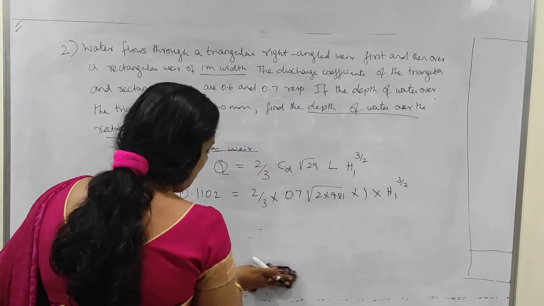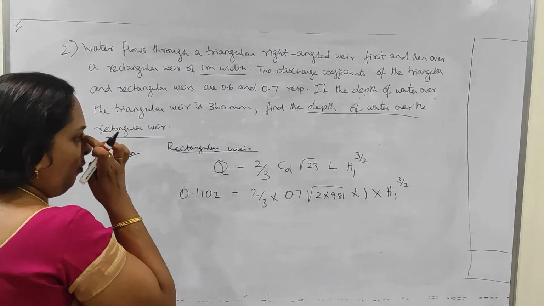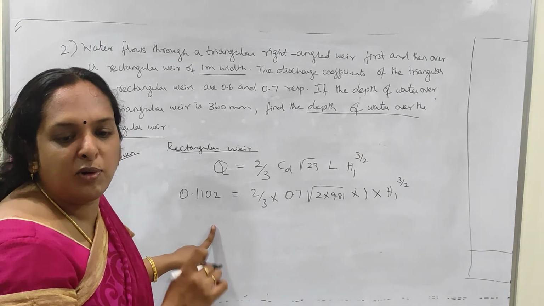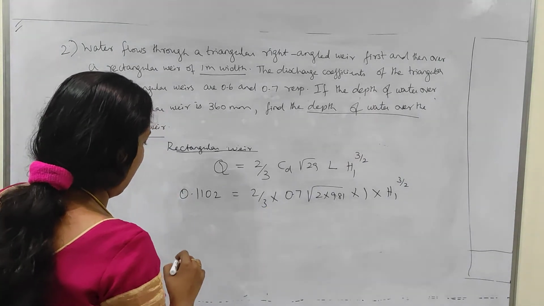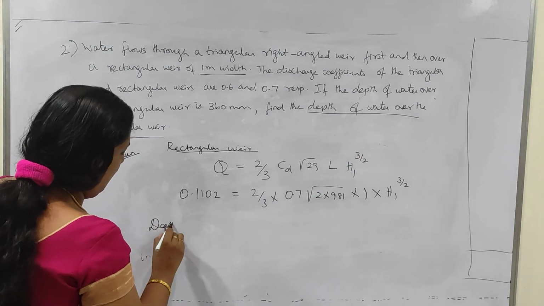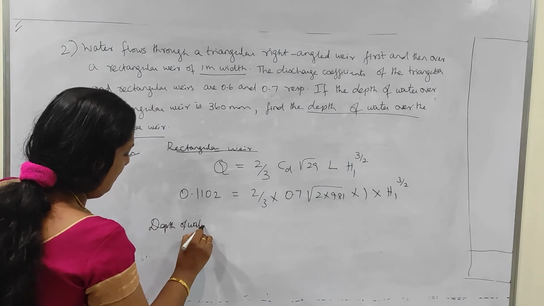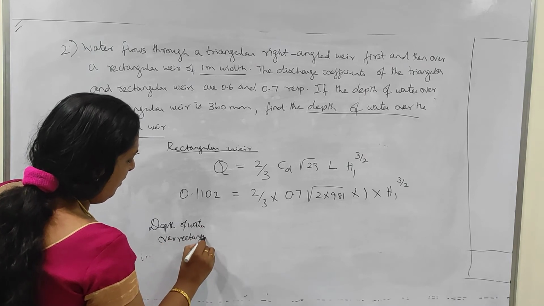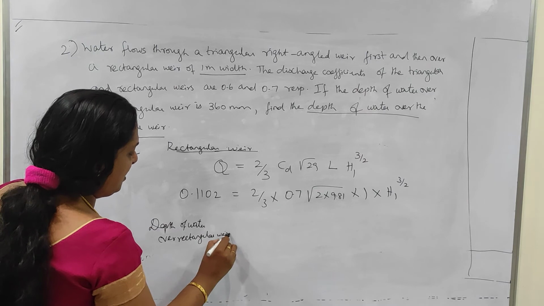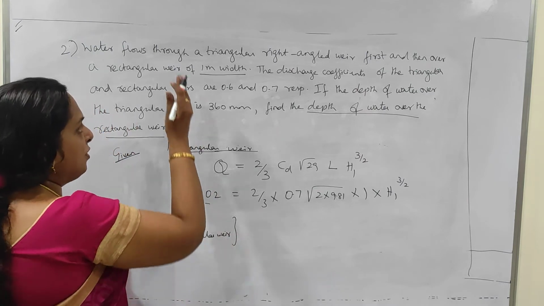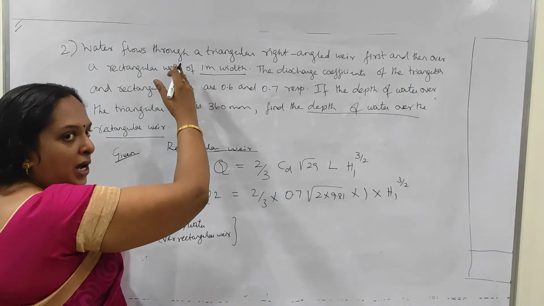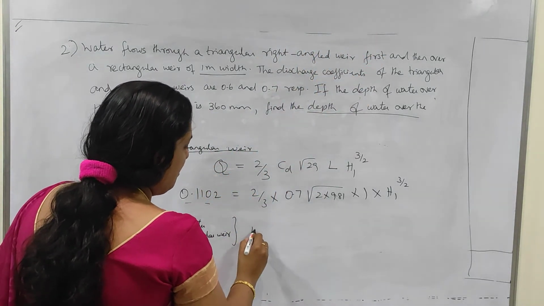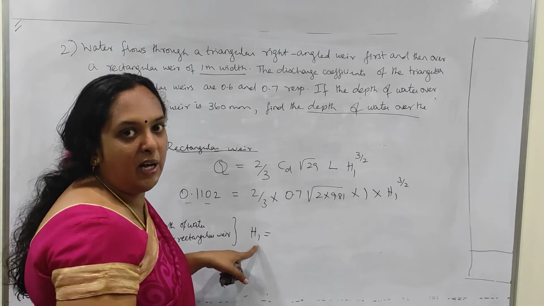That is what I am going to find out from this equation. So what is my H1? It is my depth of the water over the rectangular weir. So what I am going to find out is the depth of the water over the rectangular weir. Why have we taken this Q the same as that of the triangular? Because the water is passing from the triangular and then to the rectangular. So the same amount of water is passing out. So from this I will be finding out the value of H1.